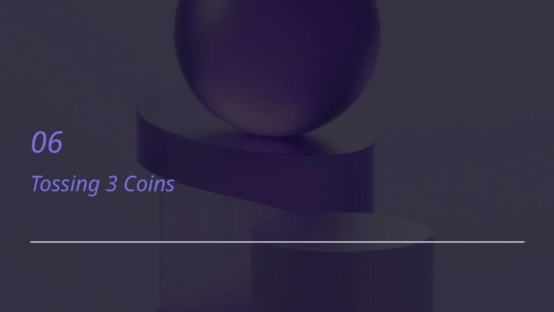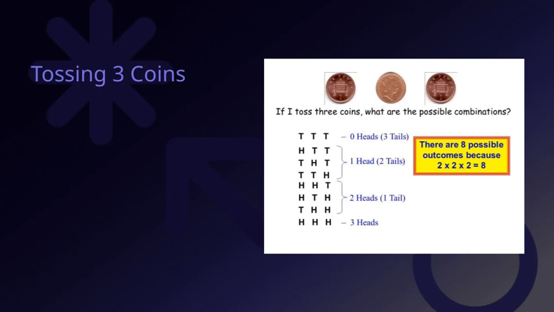As we move through the presentation, keep in mind that this simple experiment of tossing coins is a great way to grasp the basics of probability theory and how it applies to real-world decision-making. Let's consider the simple act of tossing three coins. This might seem straightforward, but it's actually a great way to explore probability and randomness.